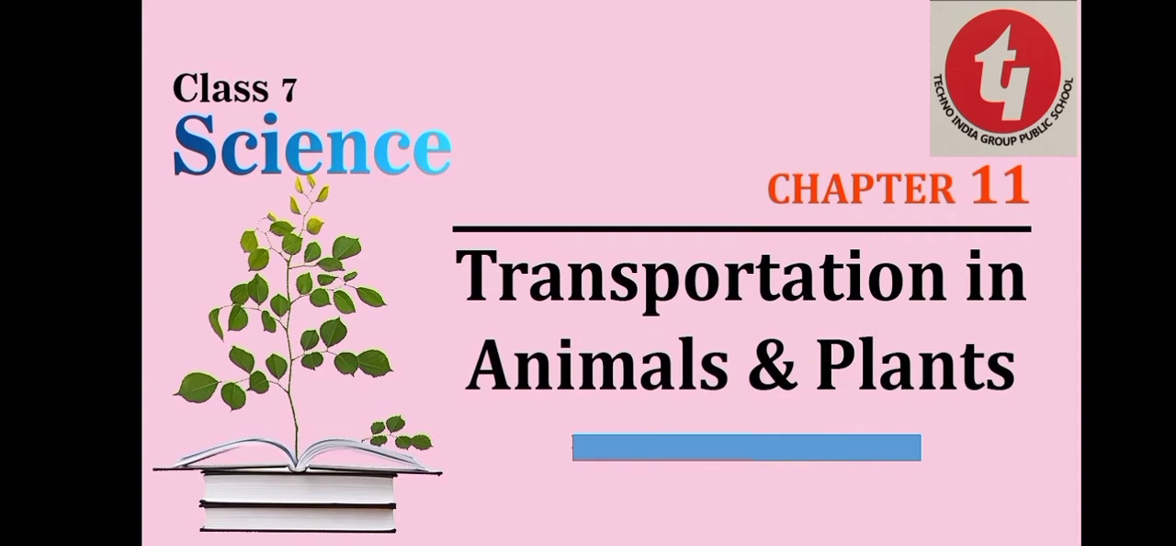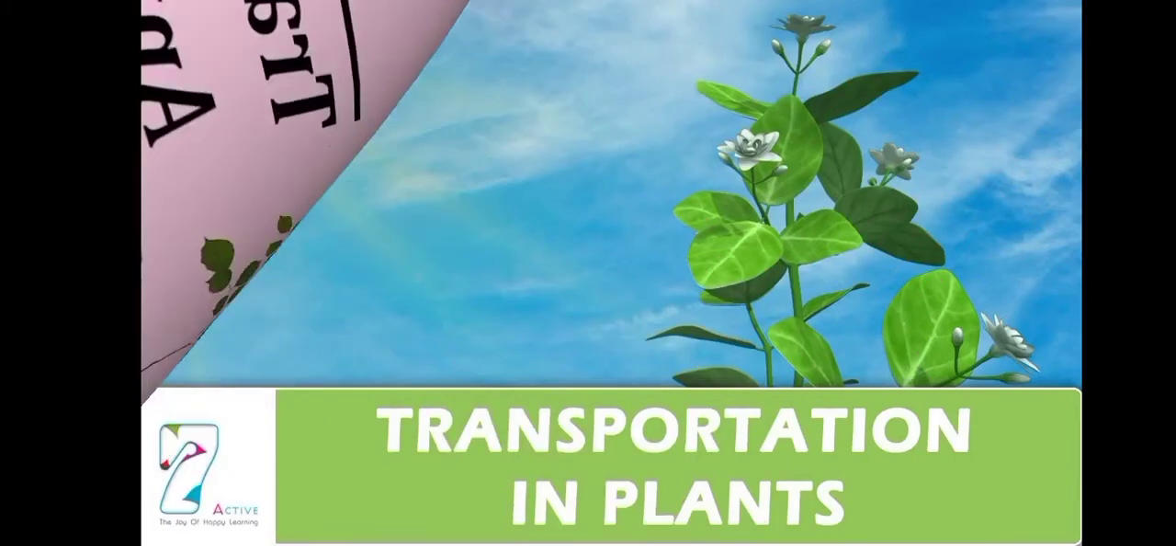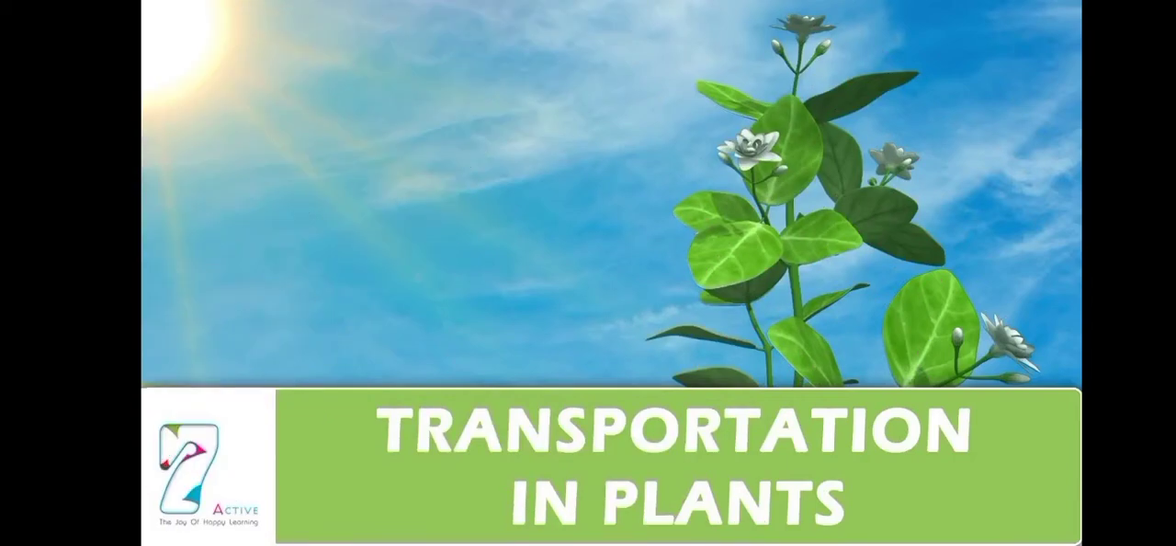We are continuing with chapter 11, that is transportation in animals and plants. In our previous classes we have learned how oxygen, carbon dioxide and the other waste products are transported inside the animal body. Today we will learn about transportation in plants.